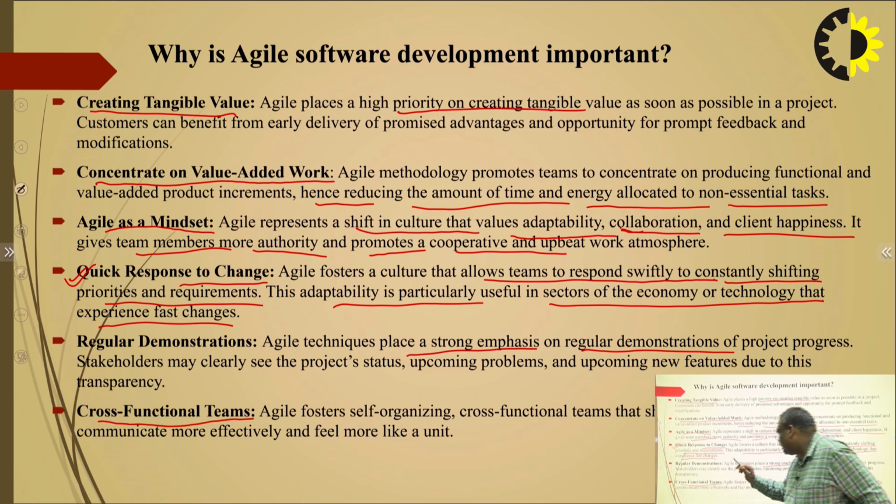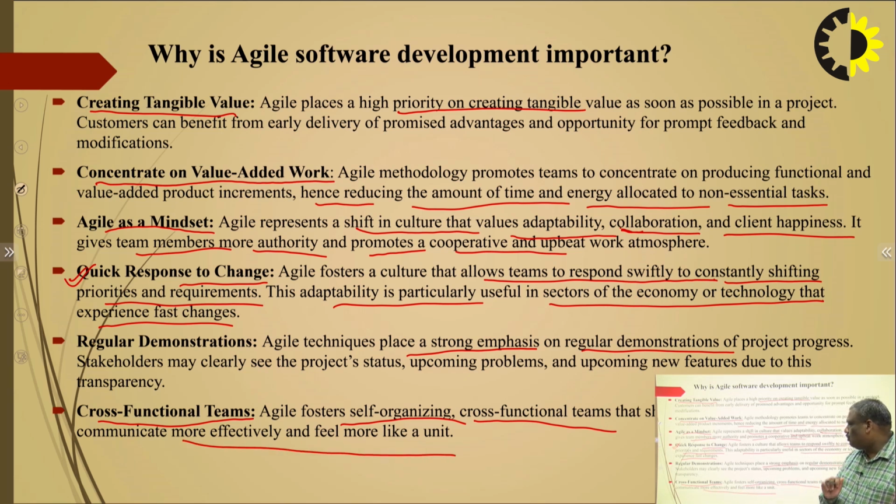Then cross-functional teams: self-organizing cross-functional teams share information, communicate more effectively and feel more like a unit. Here the cross-functional team works as a team. All stakeholders work as a team because everyone's satisfaction is required here.